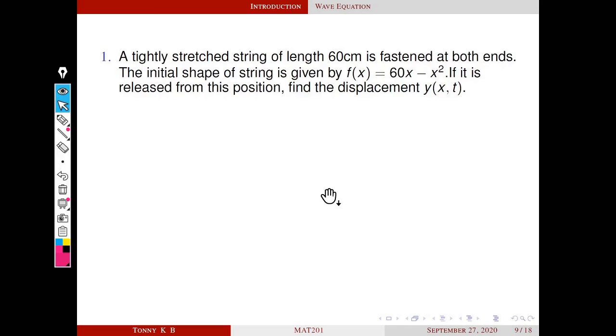Consider a problem. A tightly stretched string of length 60 cm is fastened at both ends. The initial shape of the string is given by f of x equal to 60x minus x square. If it is released from this position, find the displacement y of x, t. Okay, so what are the given conditions?